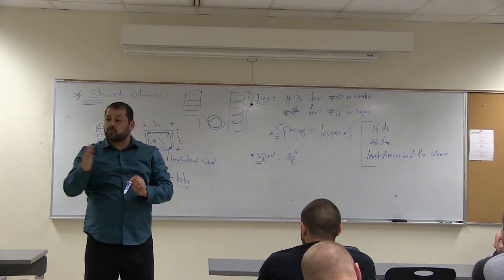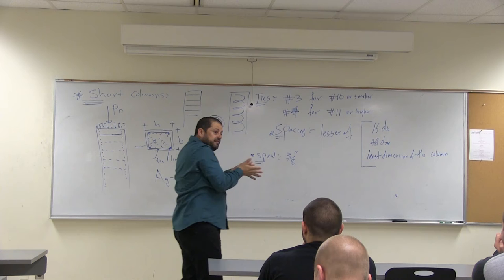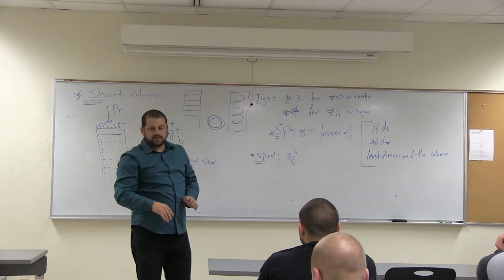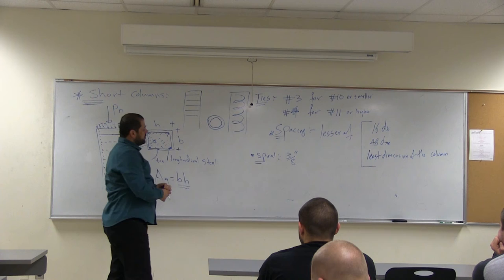122%. So 22% more just in safety. Just how much the code gives safety. It doesn't mean that it is stronger or not. This is just a safety factor. So they are more confident with the spiral reinforced. Okay? Now one more requirement before I start with the example.